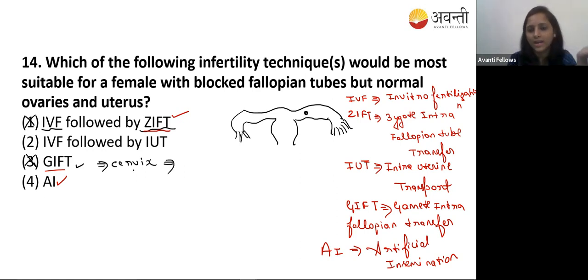Fine. So GIFT we can't do because we are introducing the gamete, and this gamete only goes to the fallopian tube. There the fertilization is happening, but there the embryo cannot grow, right? Because it is blocked. So we can't do that also.